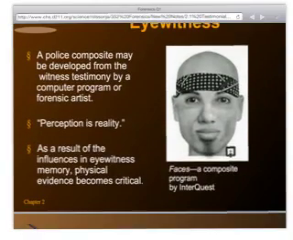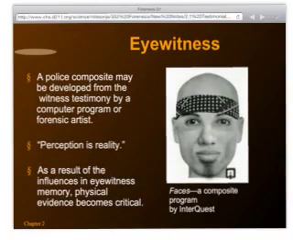All right. Eyewitness testimonies. A police composite may be developed from the eyewitness testimony. Perception, we're going to do a little bit of facial recognition. Perception is reality. That's an important quote. Reality isn't reality. What you perceive is reality. Okay, and so that is ultimately what we're getting. We're not getting the absolute truth. We're getting someone's perception of it, and that makes a big difference.